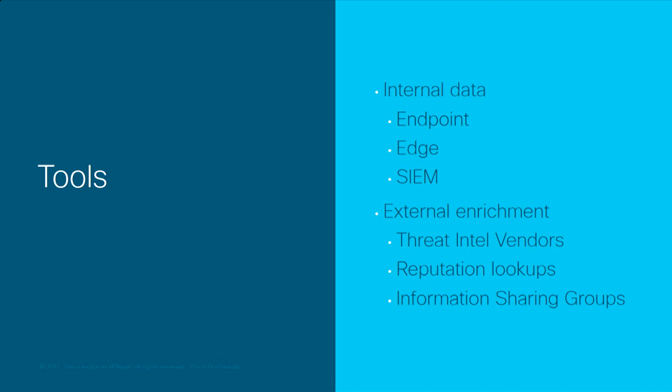We have different sources of internal data to deal with, like our endpoint logs, edge device logs, email security gateway logs, web proxy logs, perhaps a SIEM. We have external enrichment sources that we use on a daily basis, like information from our threat intelligence vendors, our reputation lookups, vendor and government alerts, information coming from sharing groups to which we might belong.